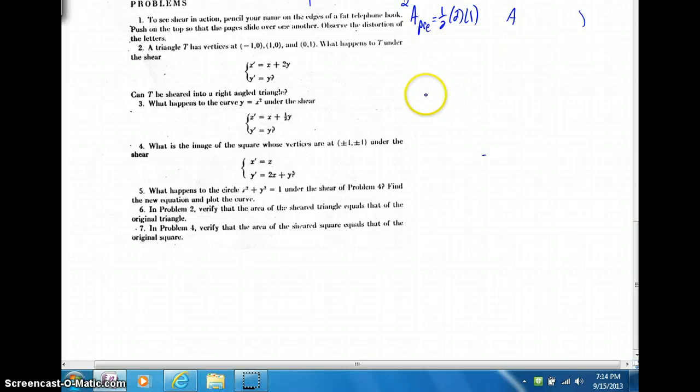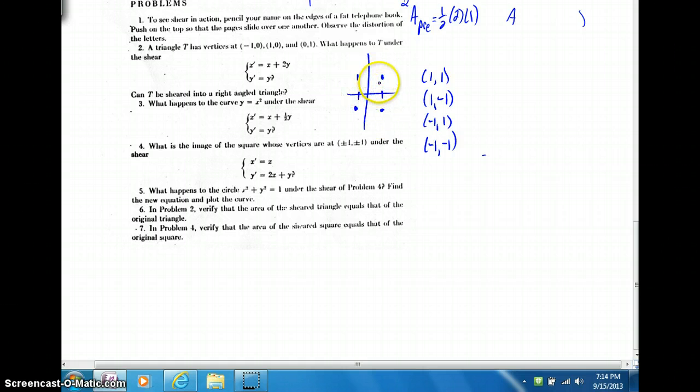Continuing on with number 4, we're going to have a square with vertices at plus minus 1, plus minus 1. So we'll have (1, 1), (1, -1), (-1, 1), and (-1, -1). If we were to draw a picture, of course, it would only take a moment to see that each of the 4 quadrants are represented. One up, one to the right, one to the right, one down, and so forth.